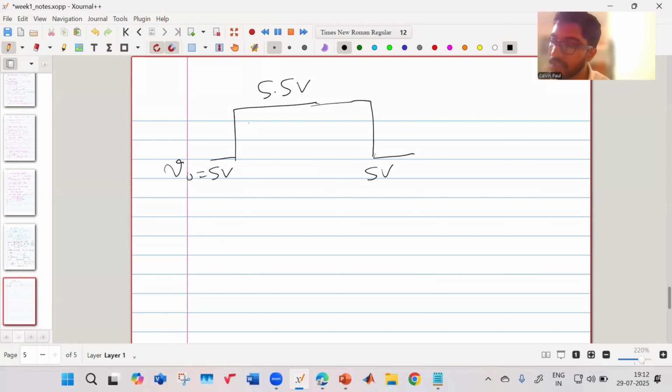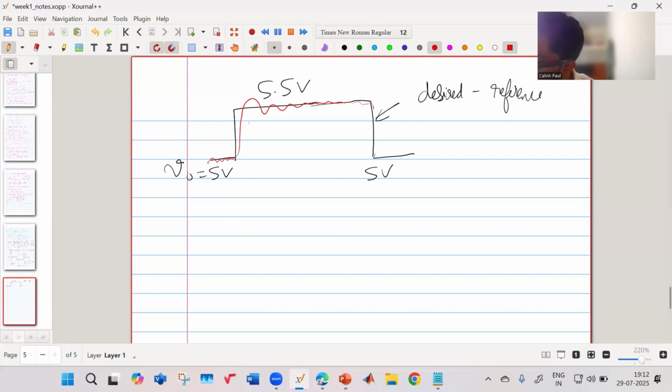But this will not happen in this fashion because there are lots of energy storing elements, etc. So this is the desired curve, or the reference curve. But in the actual curve, the ripple will be there. Then it will go like this, and it will go like this. Then when it steps down, you would want it to go like this and come here.